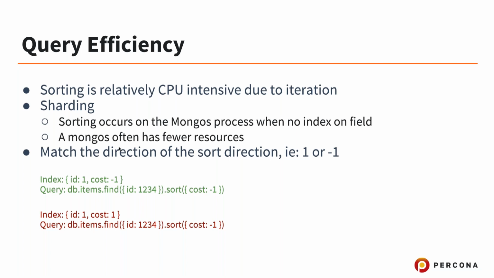So I talked about the direction of the sort here, just in green. I have an example index and query, one that's matching the sort, the -1 cost. So the query on DB items find for ID 1, 2, 3, 4, I'm sorting on -1 cost, and the index just a line above has ID cost -1. So that's matching the direction of the sort. And of course, the red one on the bottom, the index is cost 1, and I'm sorting on cost -1. That's a backward sort, and it's a bit more inefficient for Mongo to do.